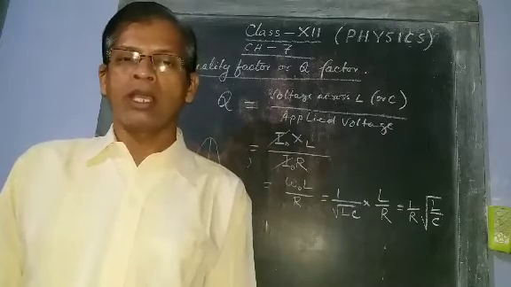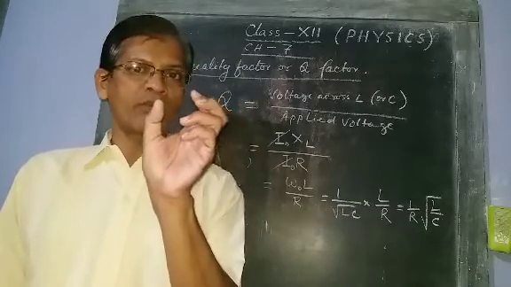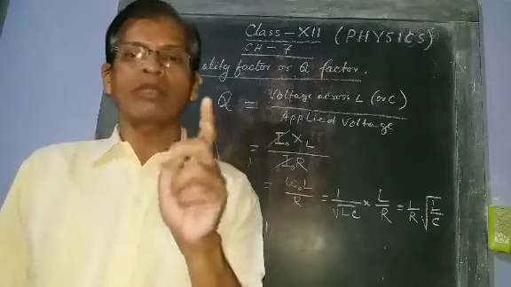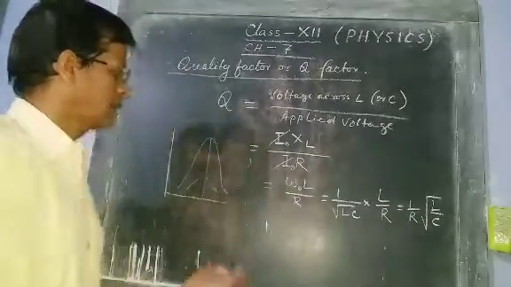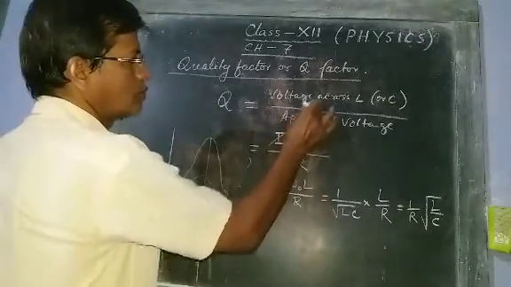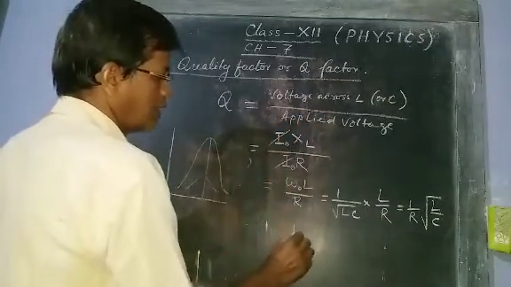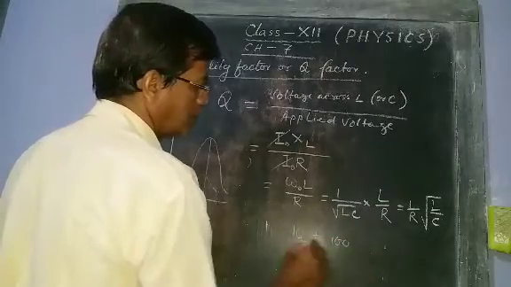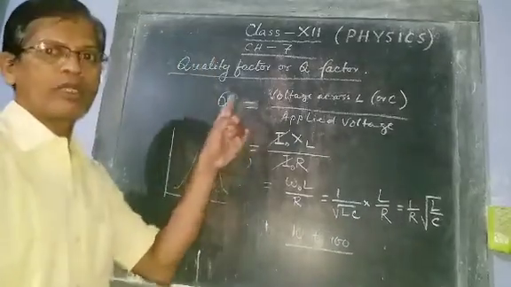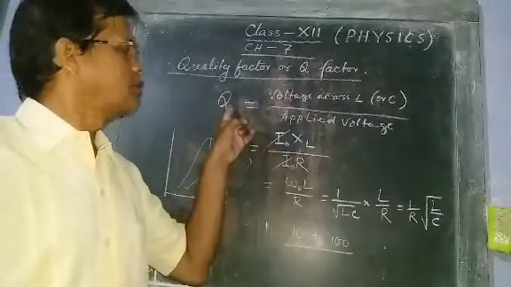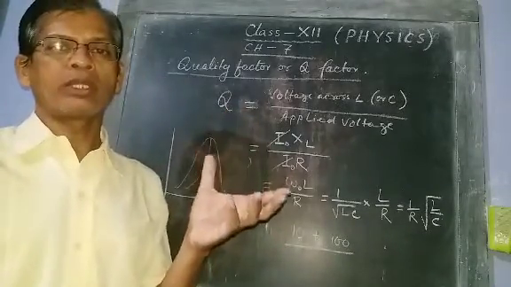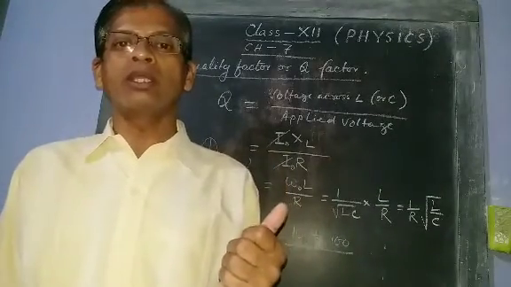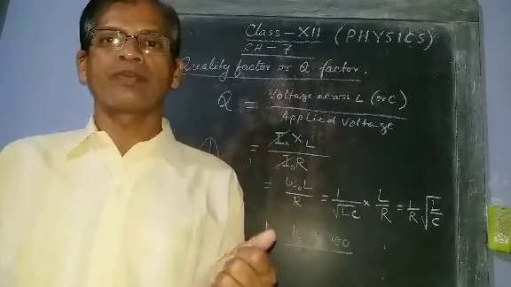And this quality factor ranges from 10 to 100. It has no unit because voltage cancels. So if the quality factor is more, then this will be more sharp. That means tuning will be very sharp. Clear?